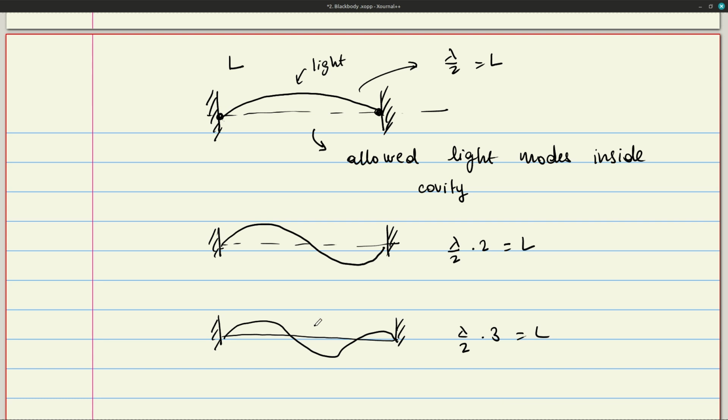And I can have infinitely many of these, right? Like I can have, for example, lambda over 2 times 100 as well. All of these waves, which are all different wavelengths and different colors, are allowed to exist inside the box. That's what we are doing right now. What would happen if the intensity were not zero?